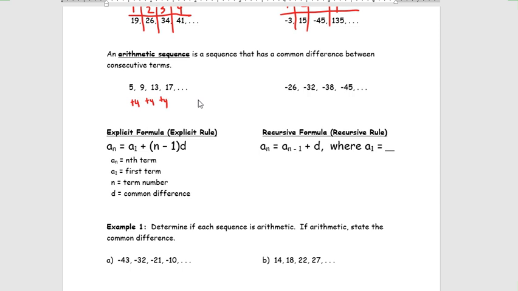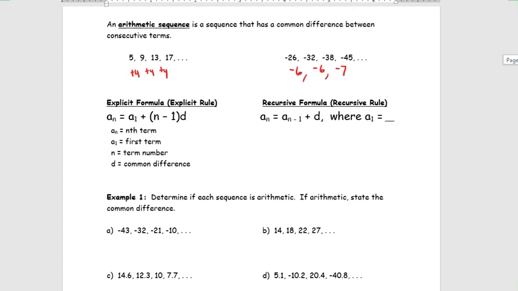Same thing here. Well, let's take a look. Actually, what's going on from negative 26 to negative 32? We're going down 6. And then from negative 32 to negative 38, we're going down 6. But from negative 38 to negative 45, we're going down 7. So this is actually not an arithmetic sequence because the difference isn't the same all along.